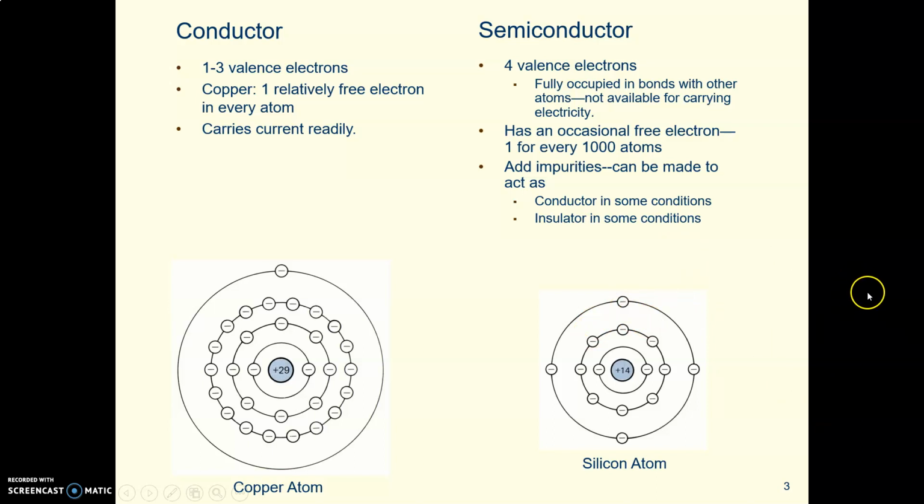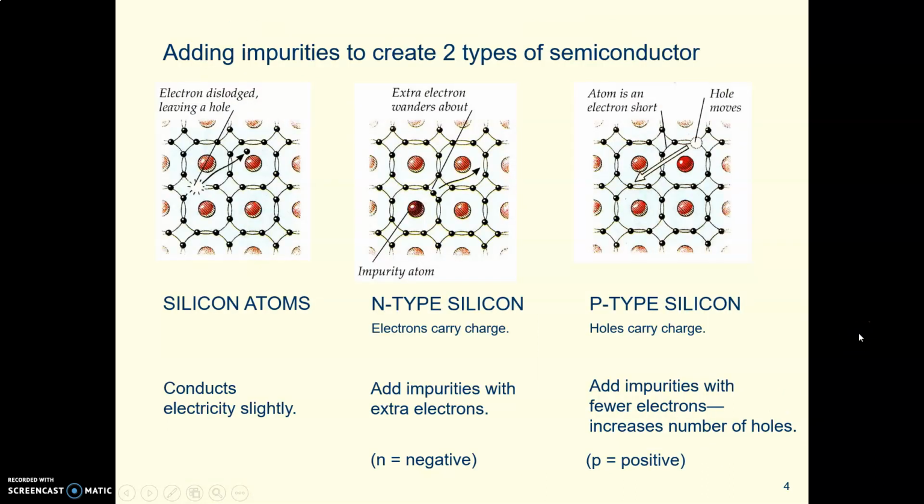But occasionally, 1 in 1,000 times, there is a semiconductor atom that has a free electron. And what we do to make these really work for us is we put silicon in a furnace with some impurities, and we cook the thing. And the impurities will either add just a tiny bit more electrons or just a tiny bit more holes where the electrons should have been, but they're missing. And that gives us two types of semiconductors.